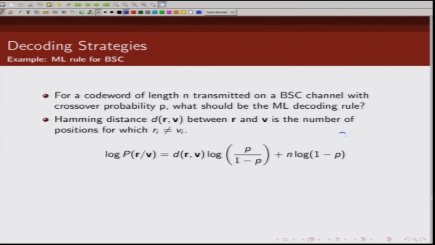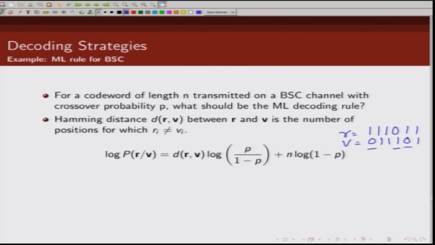For example, let us say r is 1 1 1 0 1 1 and v is 0 1 1 1 0 1. Then what is the Hamming distance? It differs in the first location, that is 1. It does not differ here, nor here. It differs here, that is 2, and it differs in this location, that is 3. It does not differ in the last location. So r and v differ in 3 locations, and the Hamming distance between r and v is 3 in this case.